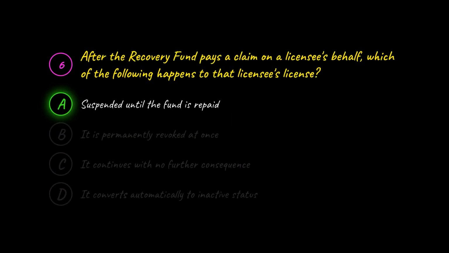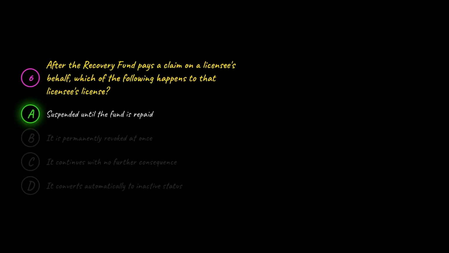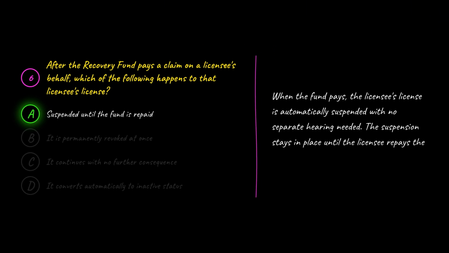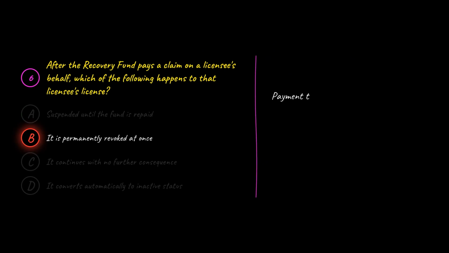The correct answer is A. Suspended until the fund is repaid. A is correct because when the fund pays, the licensee's license is automatically suspended with no separate hearing needed. The suspension stays in place until the licensee repays the fund the full amount paid, plus interest at the statutory rate. B is wrong because payment triggers a suspension, not permanent revocation.